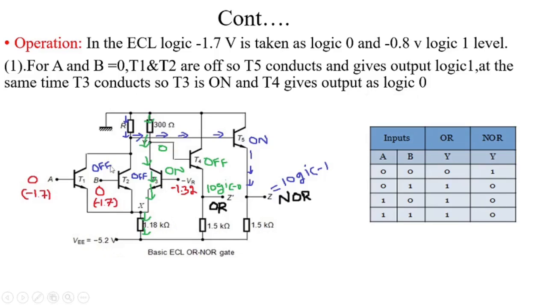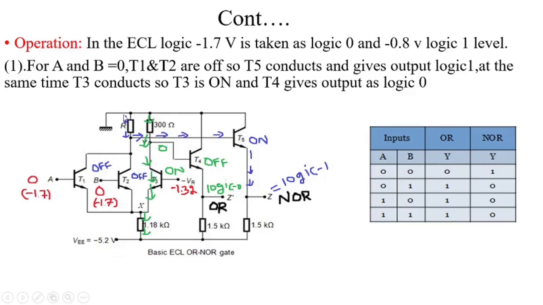It means that in the two-input ECL logic, we consider both the inputs to be 0, 0. We know that for the logic 0 input voltage we consider minus 1.7 volts. And at the base terminal of the T3 transistor we apply a voltage of minus 1.32 volts. Now we compare this voltage with the input stage voltage. Minus 1.32 volts is greater than minus 1.7 volts. Therefore, these T1 and T2 transistors are off.